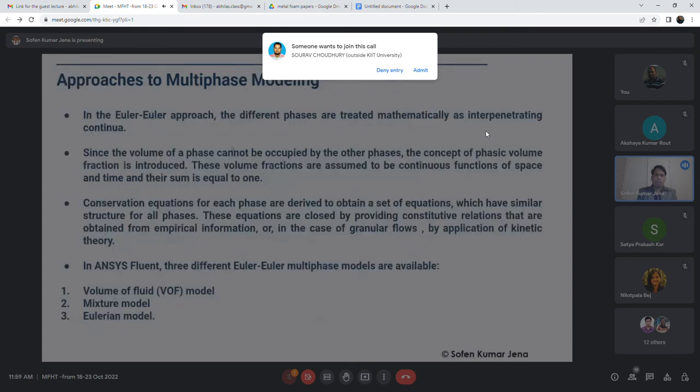In the Euler-Euler approach, different phases are treated mathematically as interpenetrating continua. I will explain what interpenetrating continua means when I come to the mixture model, right? So there are basically three kinds of multiphase models available in ANSYS Fluent or any other commercial software for Euler-Euler multiphase flow. One is called the volume of fluid, or VOF, model. Second is the mixture model. Third is the Eulerian model, right?